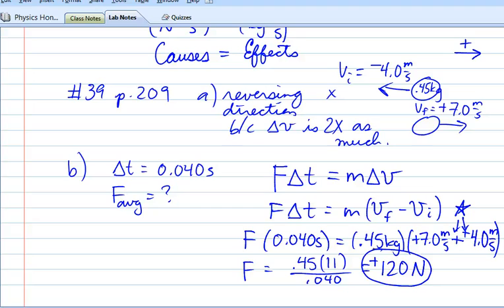So again, one of the key concepts for impulse momentum is that when we change the momentum of an object, m delta v, we have a choice as to whether or not we have a large time interval or a large amount of force. And there's reasons why each one might be preferable. Okay, so there you have it.